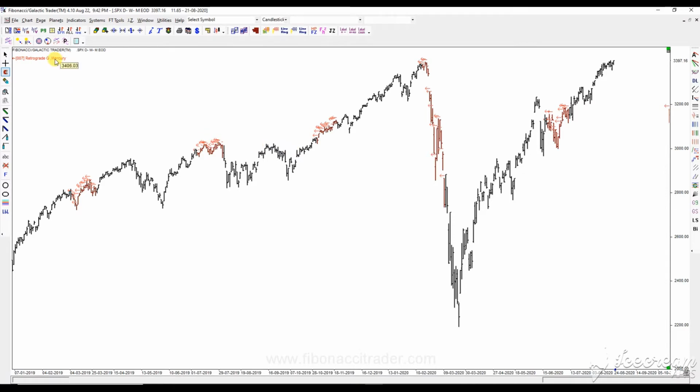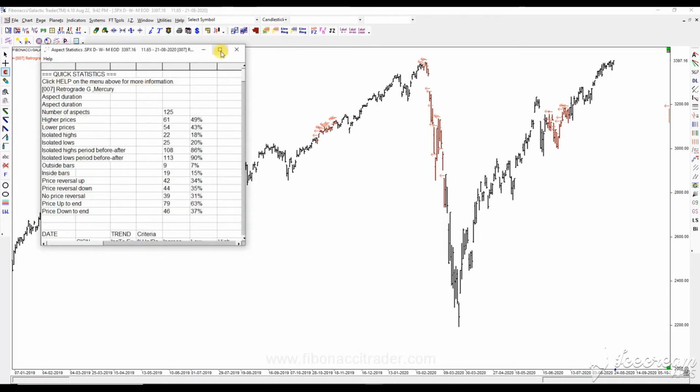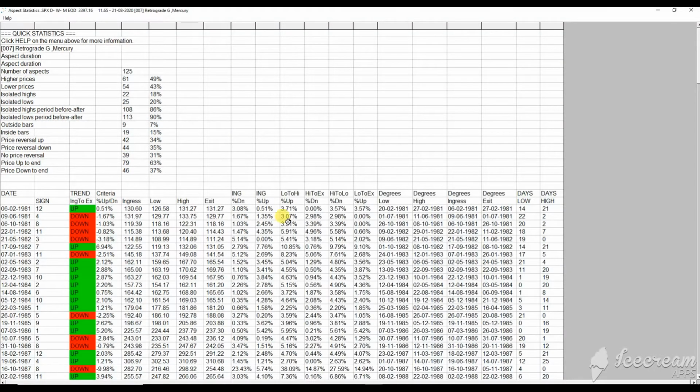How you can use this table is under the run quick statistics. This table is made, it goes back in the history. So here you see that 125 times the Mercury was retrograde, and this is for the S&P 500. And 63% of the time during the retrograde phase, the market has closed up, and 37% of the time it was down.